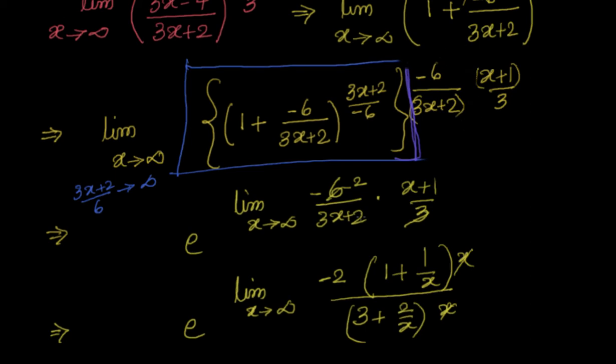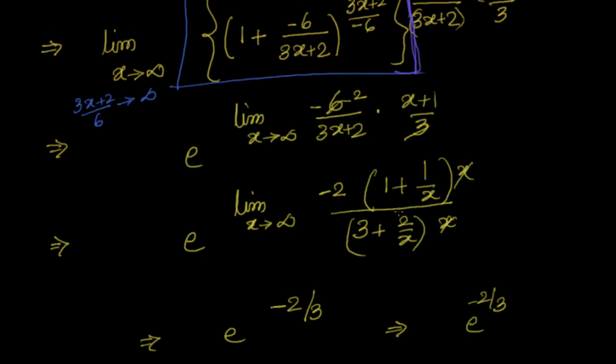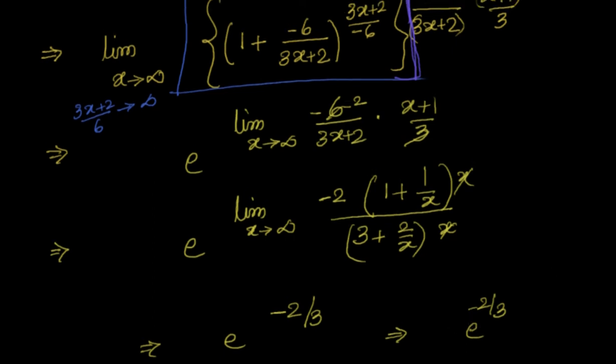Okay, now you can see the blue box will become e, and you are left with e to the power of the limit of minus 6 by 3x plus 2 into x plus 1 by 3. Then, you know these problems where x tends to infinity, you have to take out the highest power and convert that into 1 by x or 1 by x square, so that you can say they tend to 0. Now when we do that, we will get e power minus 2 by 3.